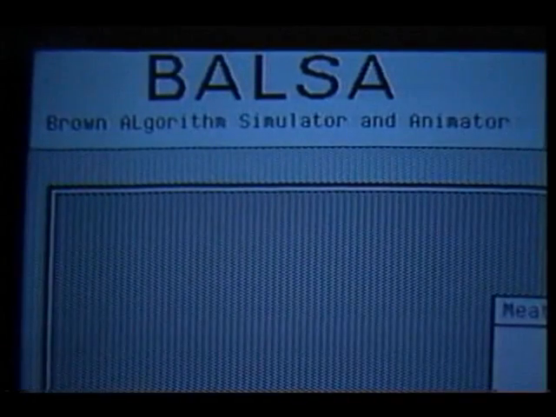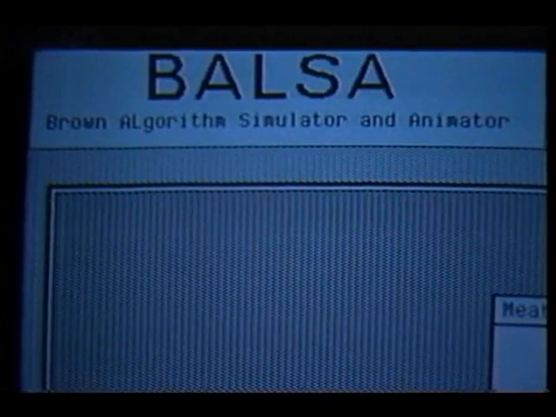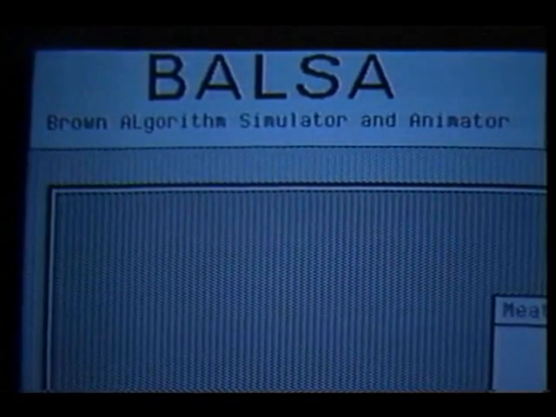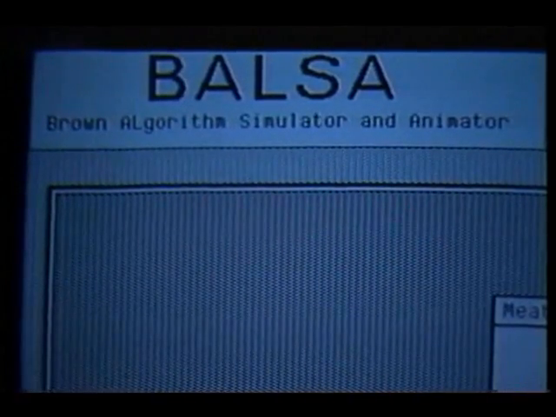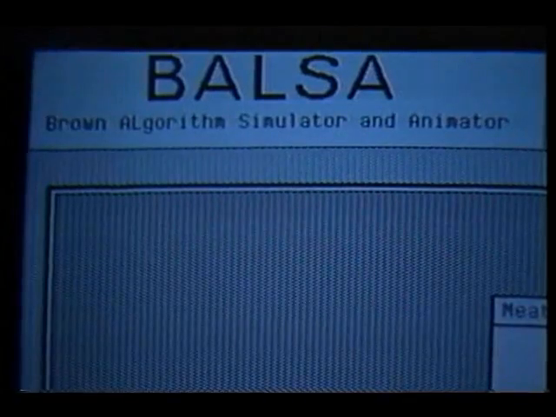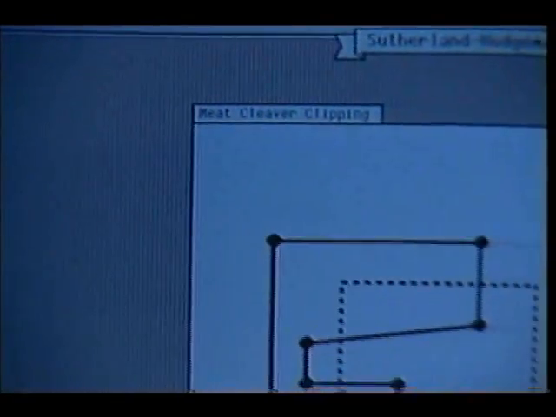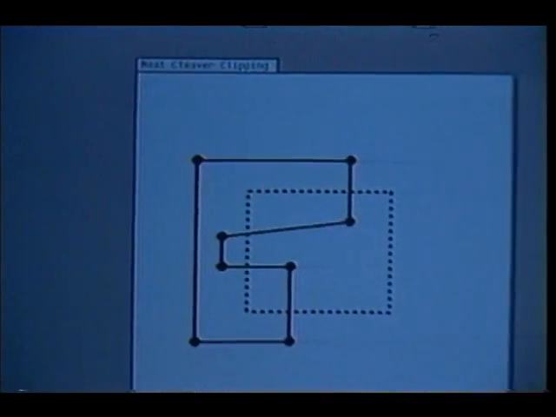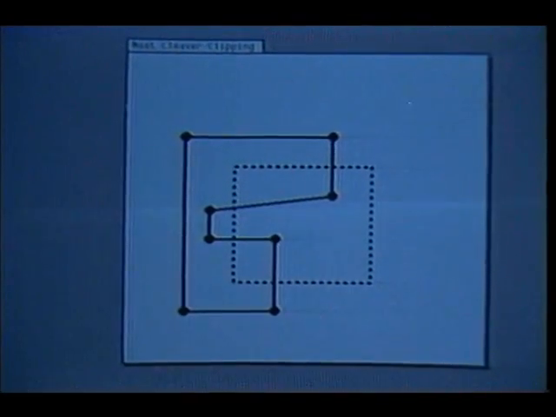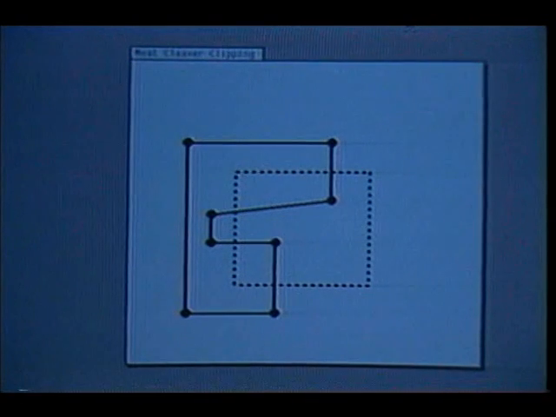The remaining demos were all written using a system developed by Marc Brown and Bob Sedgewick at Brown University called BALSA, which is an acronym for the Brown Algorithm Simulator and Animator. BALSA provides a framework for creating interactive simulations of algorithms. The Sutherland-Hodgman polygon clipping algorithm uses a meat cleaver approach to polygon clipping.